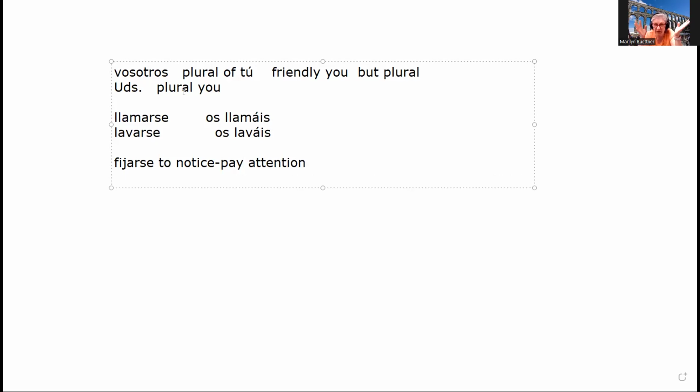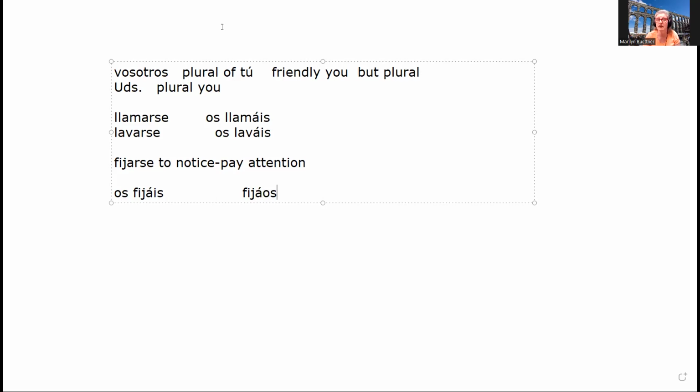Okay. And it's reflexive. You just have to accept that's the way they use it. So if somebody says, hey, pay attention, guys, or like, hey, check this out, they'll use that as a command, right? And the formal would be os fijáis, you notice, but usually this will be given as a command. Fijaos, fijaos, fijaos. If you hear people saying fijaos, it means, hey, heads up, pay attention to this.